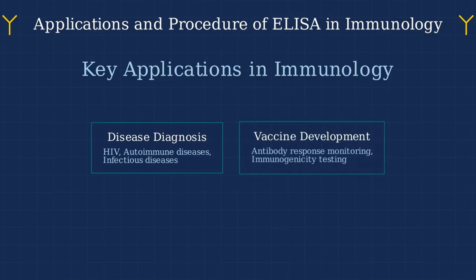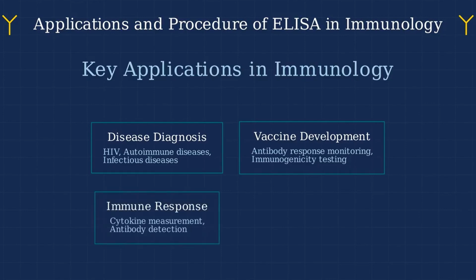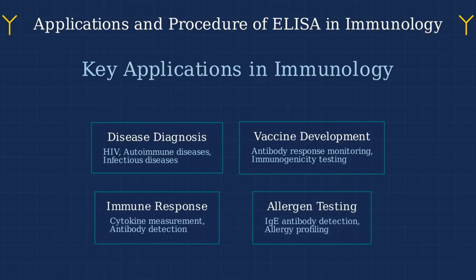In vaccine development, ELISA helps researchers monitor antibody responses and test immunogenicity of vaccine candidates. It's crucial for measuring immune responses, including cytokine levels in inflammatory conditions. And ELISA is valuable in allergy testing, where it can detect allergen-specific IgE antibodies in patient serum.